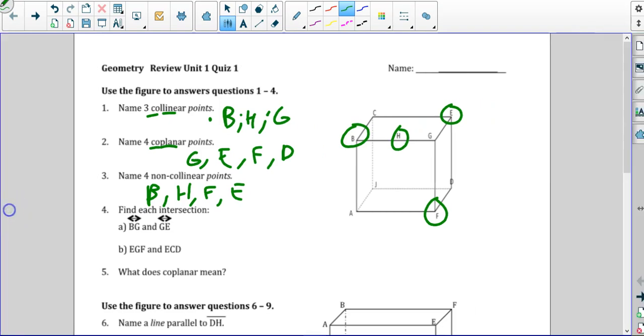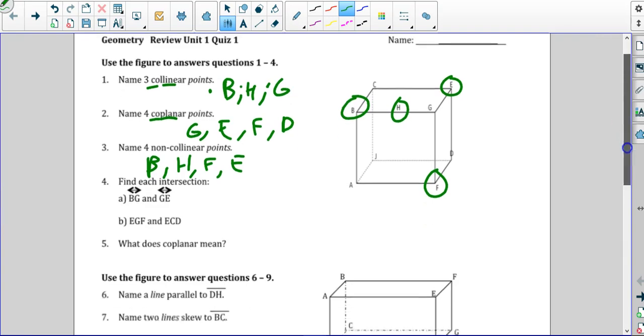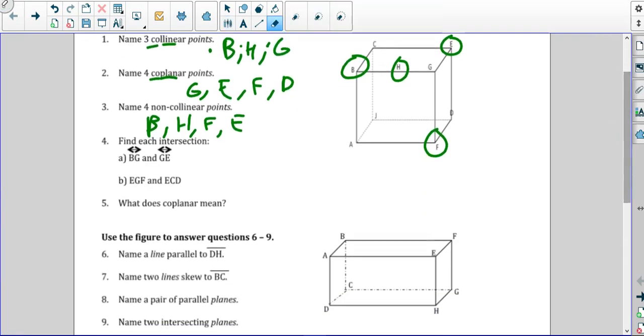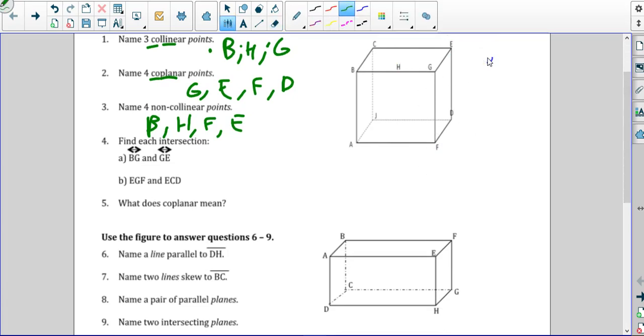All right, number 4. And like I said, when you're doing your quiz, it really helps to do this in pencil and do these markings lightly and then erase them. Find each intersection. BG and GE. So here's BG, here's GE. Where do they meet? Point G. You can actually know that without looking at the picture because they both share the letter G. I'm going to erase that.